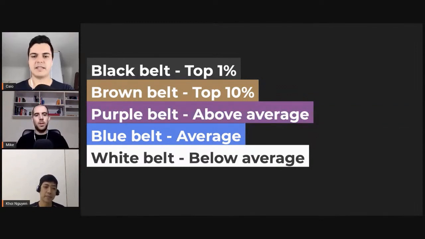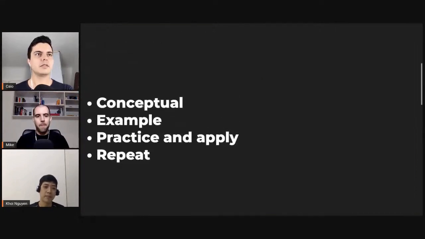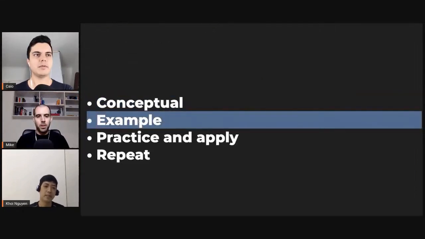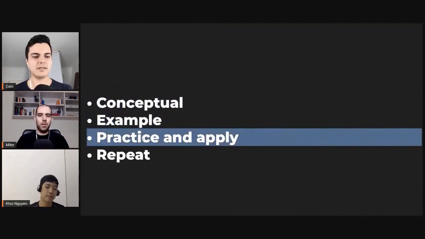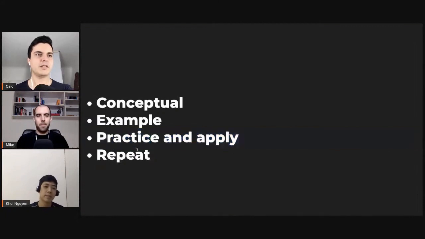So skill-wise, keep practicing, right? This infinite loop here. Go back to the concepts, see new examples, and practice with constraints. The higher your belts, the more constraints you should put into your practice to learn different ways, to really think outside the box and find new solutions, and keep repeating this.